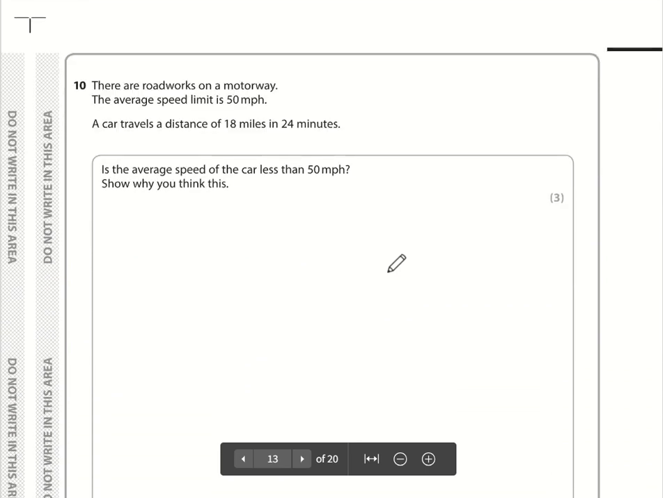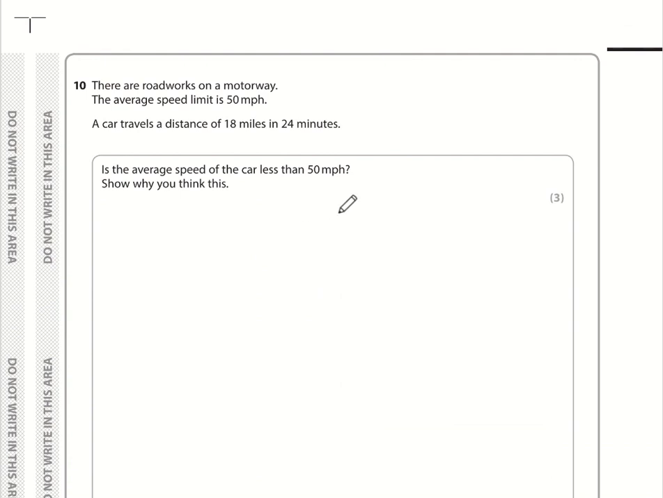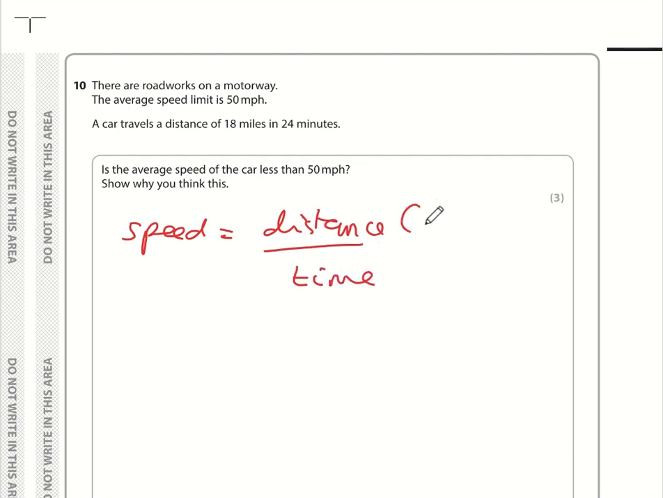Okay, question number 10, we need to work out, is the average speed less than 50? Well, let's work it out. What we need to do is work out the average speed. So we know that speed, well, we should know that speed is the distance divided by time. Now, if the speed is in miles per hour, we need the distance in miles, and we need the time in hours. So the speed is the distance, which is 18, divided by, okay, but we've got the time in minutes.